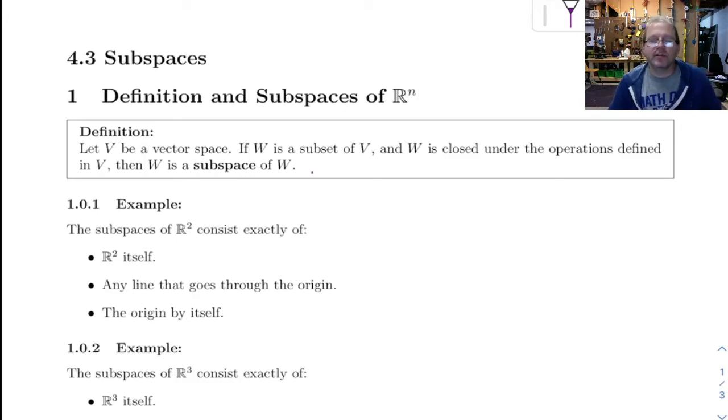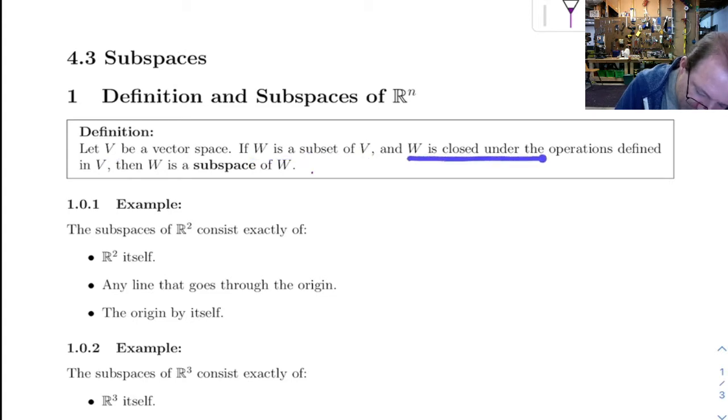All right, in this section we're going to talk about subspaces. Basically, a subspace is just a vector space that happens to lie inside of a bigger vector space. Let's look at the definition. It says, let V be a vector space. If W is a subset of V, and W is closed under the same operations defined in V, then W is a subspace of V. This should be V.